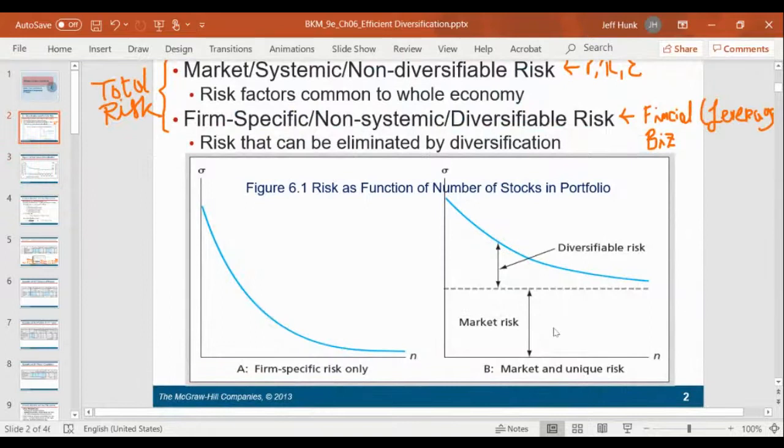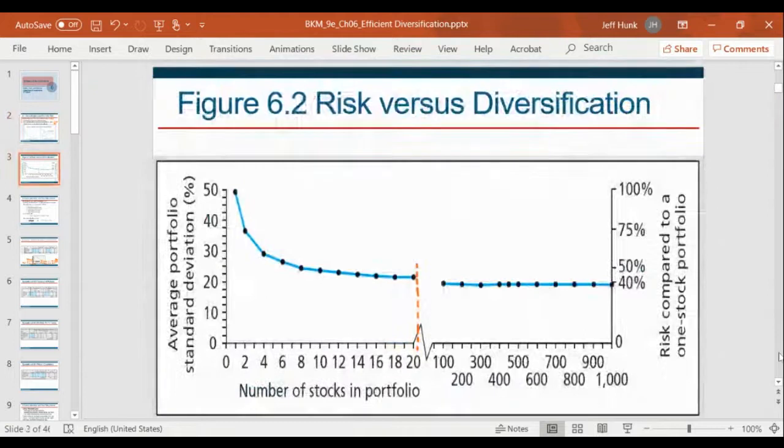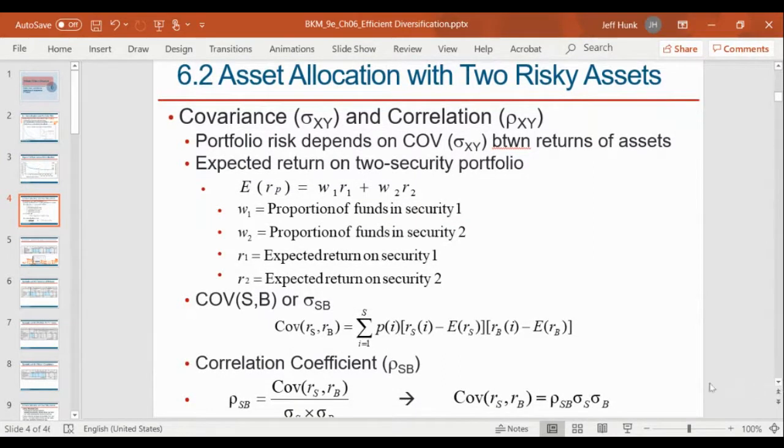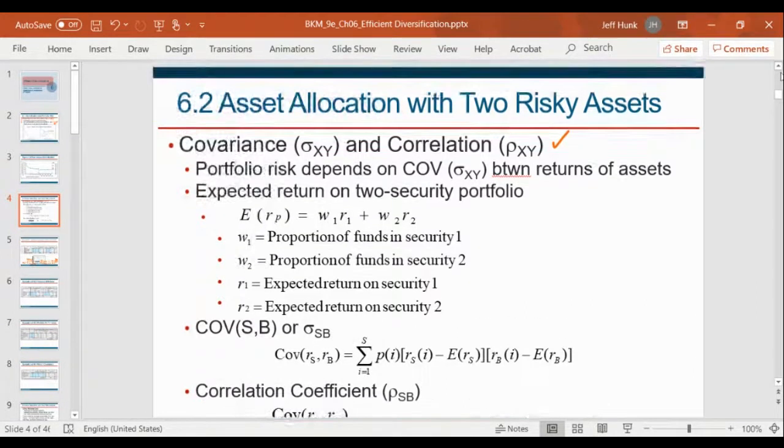But that's only non-systemic risk, right? The market risk or the systemic risk still remains because diversification doesn't do much to market risk, right? And so to understand further what would be the best weight, or optimal weight, between risky assets, we'll have to understand the concept of covariance and correlation. And of course, correlation is everything.